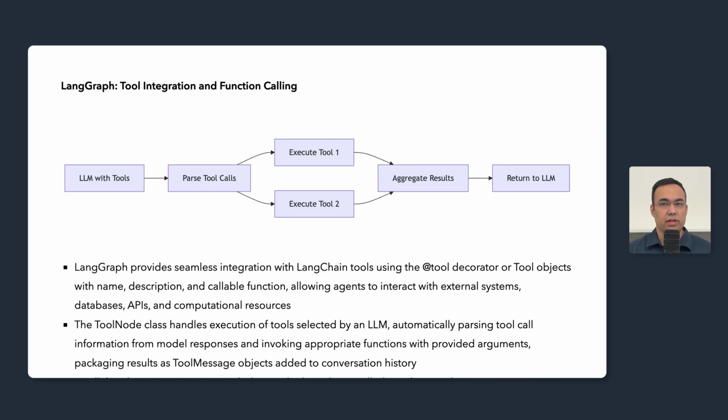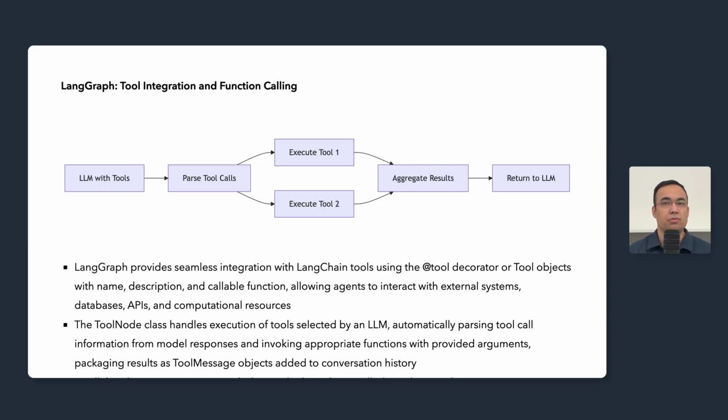Let's talk about how to integrate tools into your LangGraph agents, because tools are what allow your agents to actually interact with the real world and accomplish useful tasks beyond just generating text. LangGraph provides seamless integration with LangChain tools. You can define tools with the tool decorator or by creating tool objects with a name, description, and a callable function. The name and description are particularly important because they help the LLM understand when and how to use each tool. A poorly described tool will be used incorrectly or not at all.